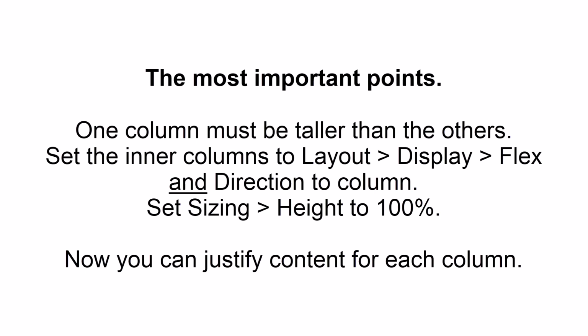Now, I'll just recap some of the most important points. One of the columns must be taller than the others. Otherwise, you won't see the side columns moving as you align them to the top or the bottom. You need to set the inner columns to layout, display, flex, and the direction to column. You need to set sizing to height of 100%, and then you can justify the content for each column. And if you want to, you can use the grid settings, but they are much more limited.